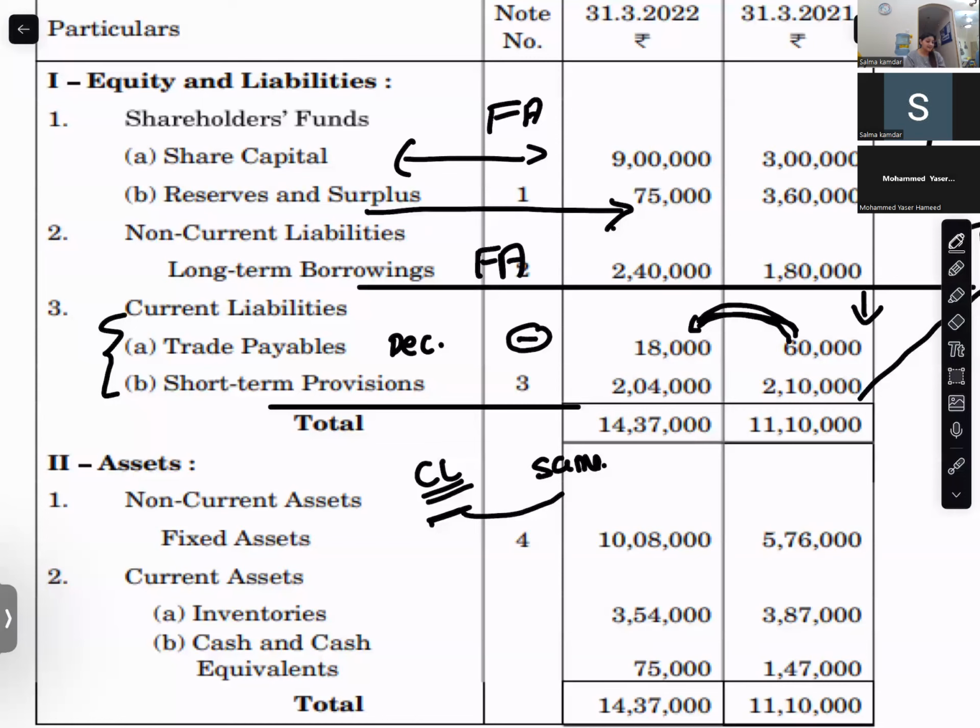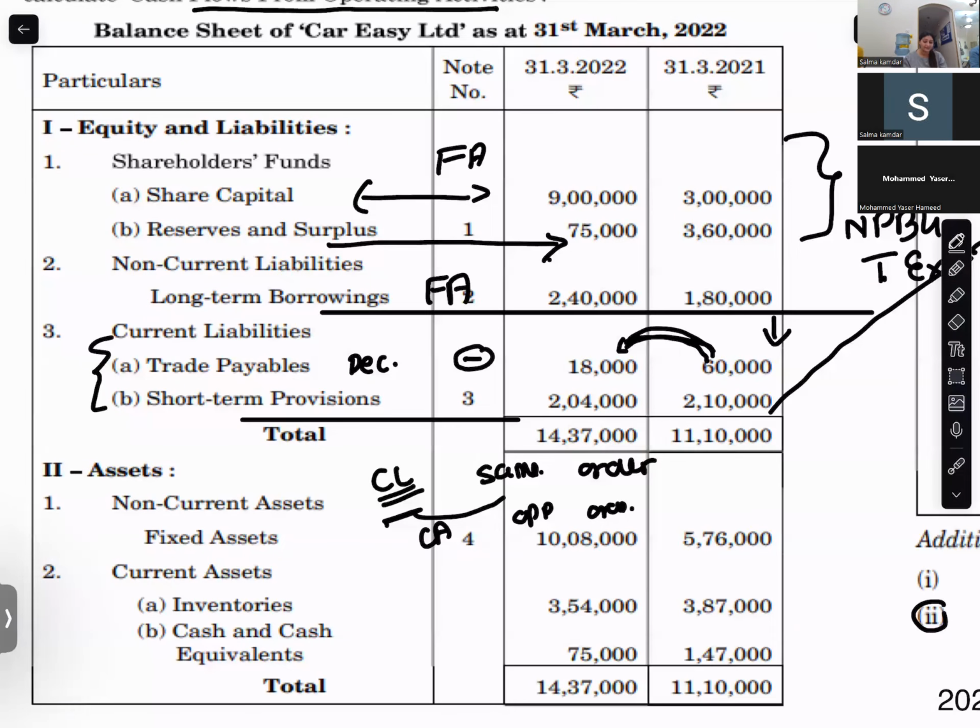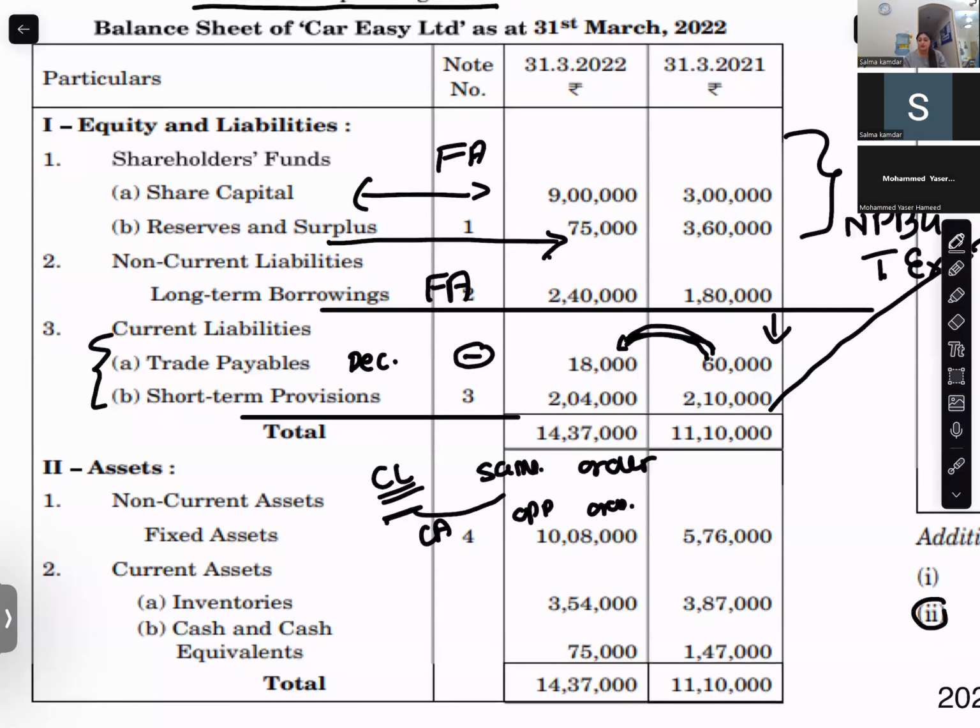Yes. Current liabilities in same order, current assets in opposite way. So decrease in current liability, I will minus. How much is the decrease? Can you tell me? It is 42,000. So I will minus 42,000.